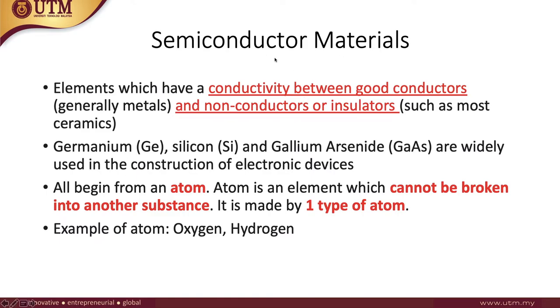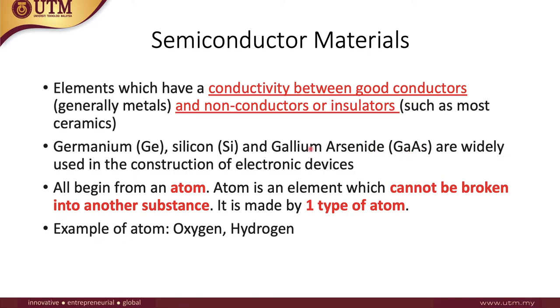Okay, so semiconductor materials are elements which have a conductivity between good conductors and non-conductors, or insulators, right? Non-conductors are also known as insulators. So semiconductor materials are usually in the middle, between good conductors and good non-conductors. It can be both, depending on how you want to apply these materials. Normally the materials are germanium and silicon, which are elements, and it can also come as a combination of two different elements, like gallium arsenide.